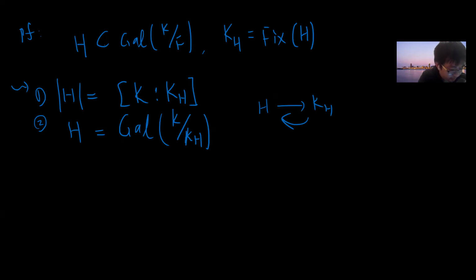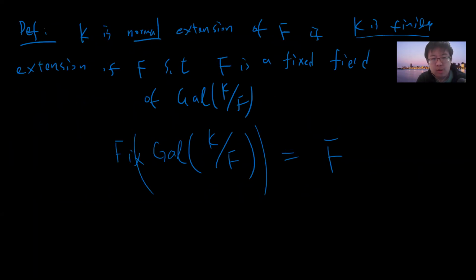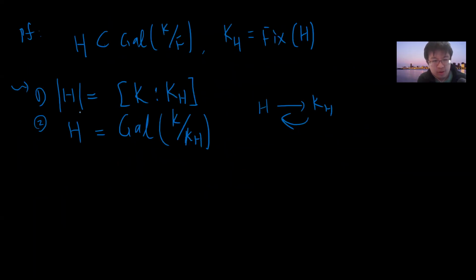Okay, so let's see a proof. In Hurston's approach, I already gave a new definition for a normal extension. So actually, if you prove this part, then this part would be completely trivial. Let's see a proof.